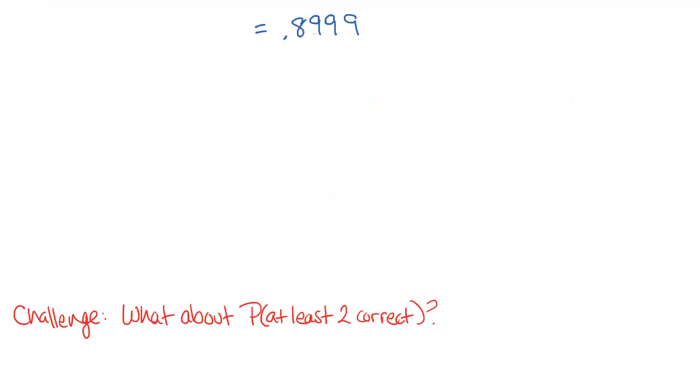A little challenge, you can think about this. What about if we wanted the probability of at least 2 correct? We'll do this in the same way, but this is a little bit more complicated, so you might want to try this one out if you're up for something a little more challenging.